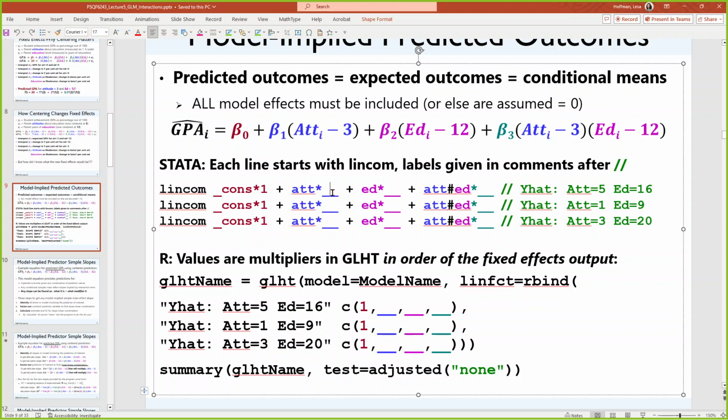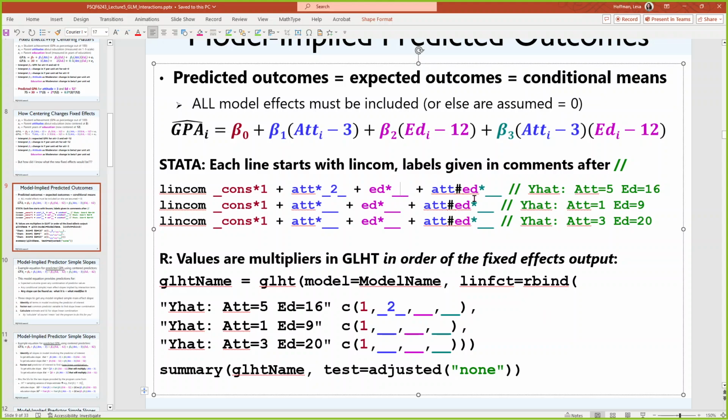So the question then is, what do I put here if I want to generate a predicted outcome for somebody who has 5? And note the centering. 2? I put 2 here because 2 is 2 more than 3. 5 is 2 more than 3. That means down in the R code, I would put a 2 there as well.